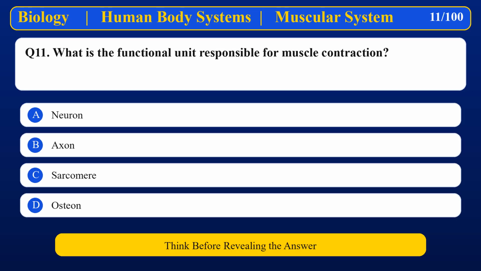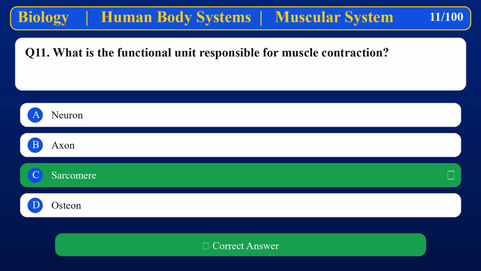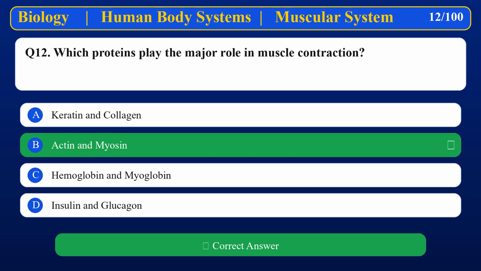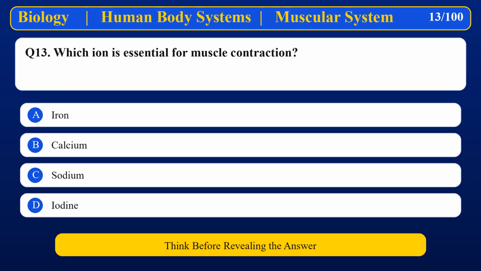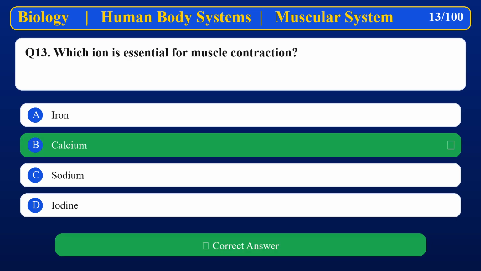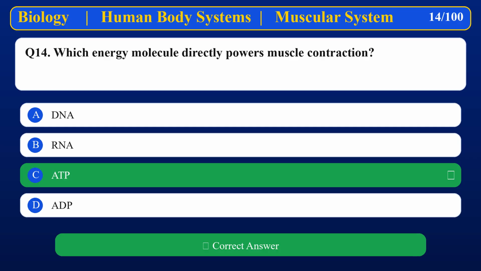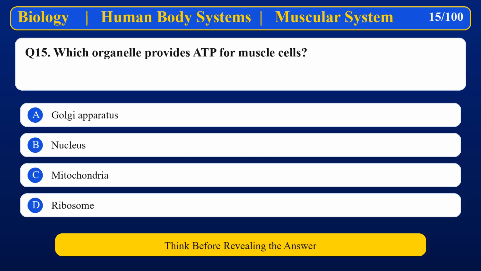Ligament. What is the functional unit responsible for muscle contraction? Sarcomere. Which proteins play the major role in muscle contraction? Actin and myosin. Which ion is essential for muscle contraction? Calcium. Which energy molecule directly powers muscle contraction? ATP. Which organelle provides ATP for muscle cells?